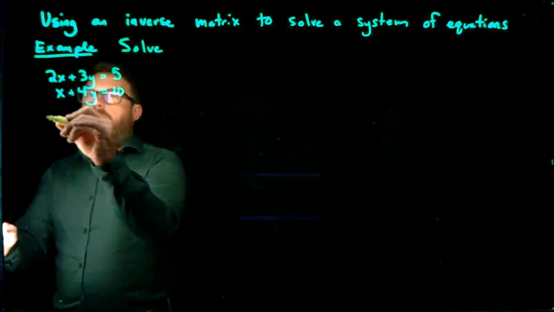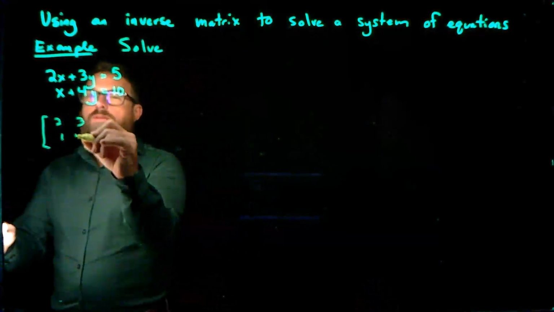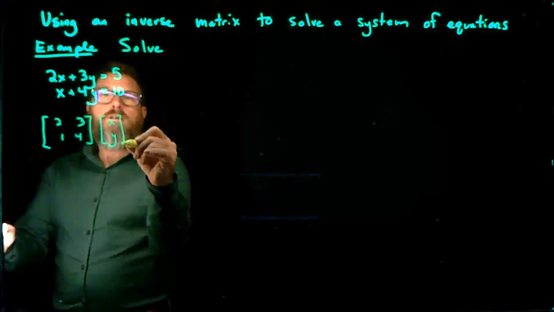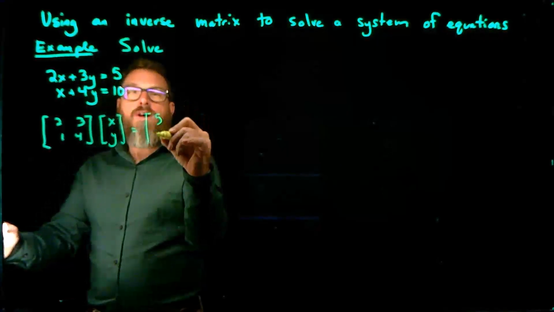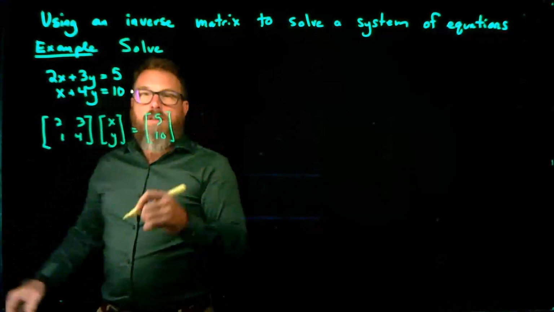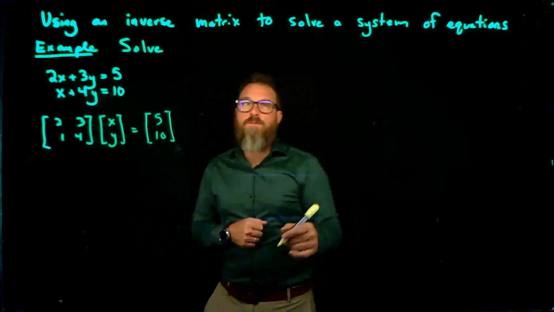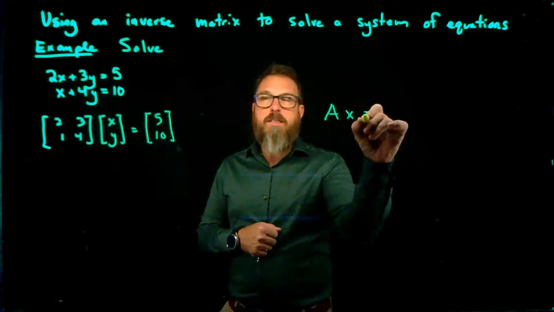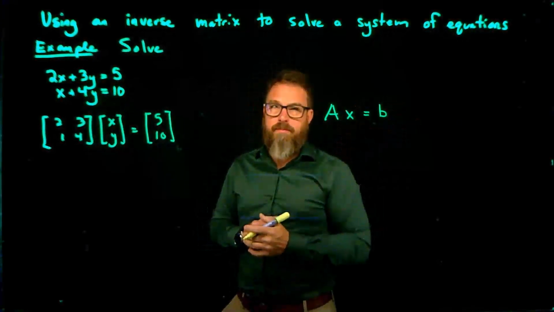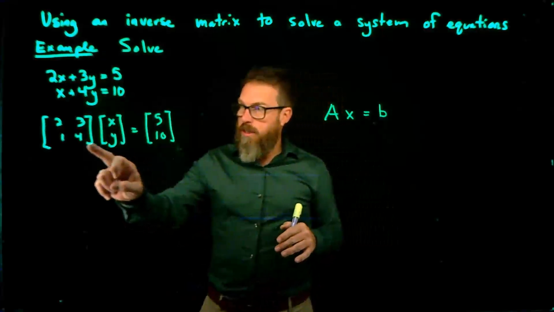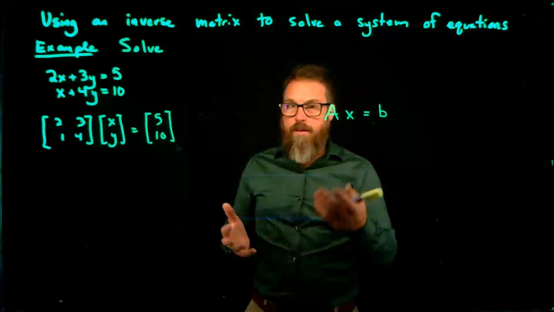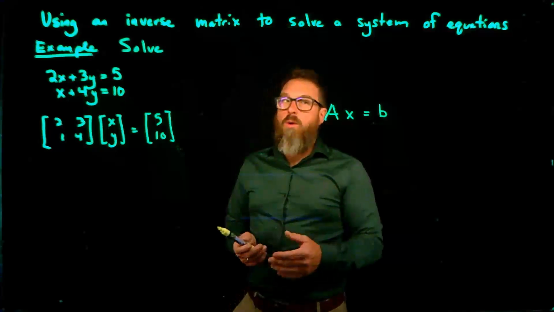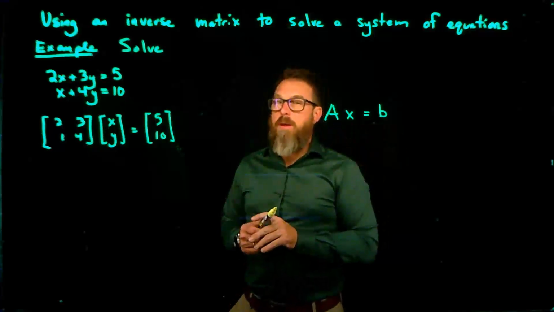We can call this 2, 3, 1, 4 multiplied by the variable matrix is equal to this matrix 5, 10. So now we have something of the form: a matrix A multiplied by a matrix X is going to be equal to a matrix B. And you can see this is your A, this is your X, and this is your B. So what we have is a linear equation where all your elements are matrices.